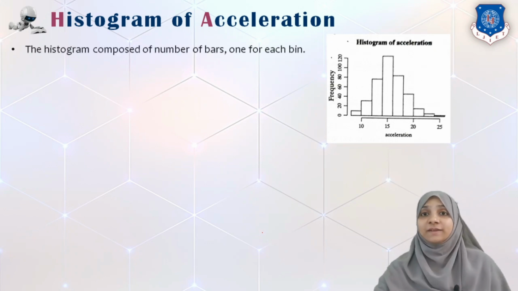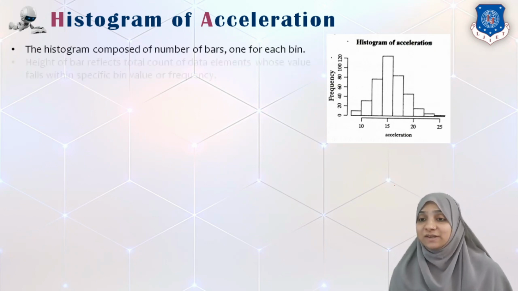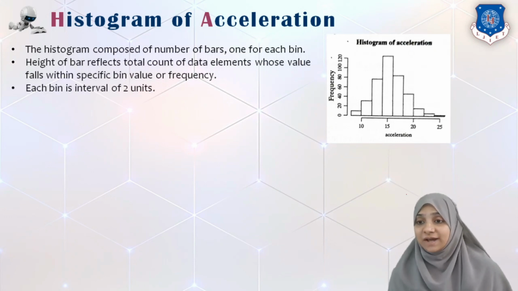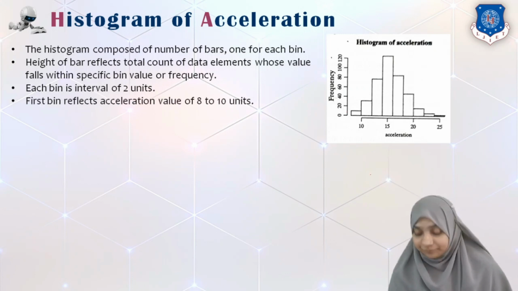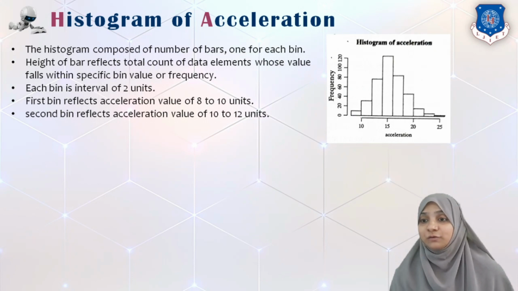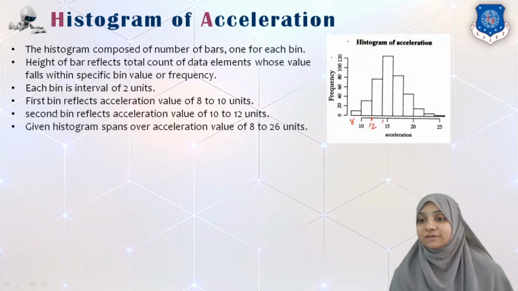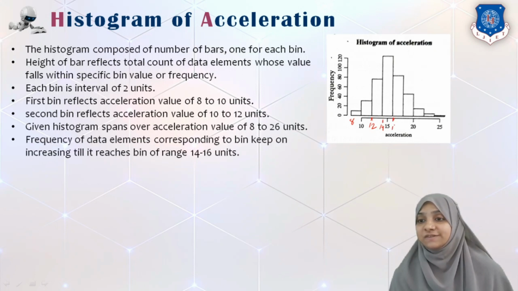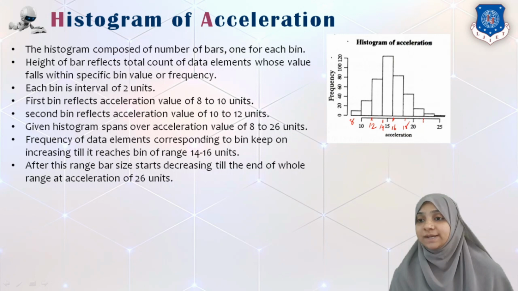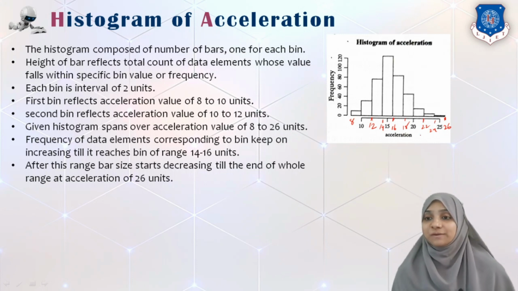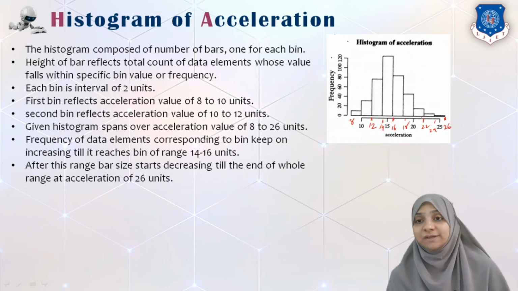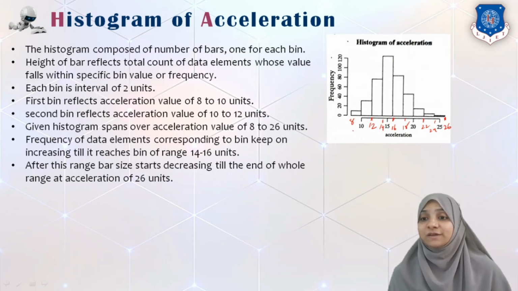Let us inspect this particular histogram which is showing acceleration against frequency. Now as you can see, this histogram is composed of say 7 bars and the size of each bar is 2. So here acceleration is from 8 to 10, this is 12, this is 14 and 16. This is 18 to 20, 20 to 22, 22 to 24 and the last is 26. So the acceleration of the automobile vehicle ranges from 8 to 26 and each bin size is 2.